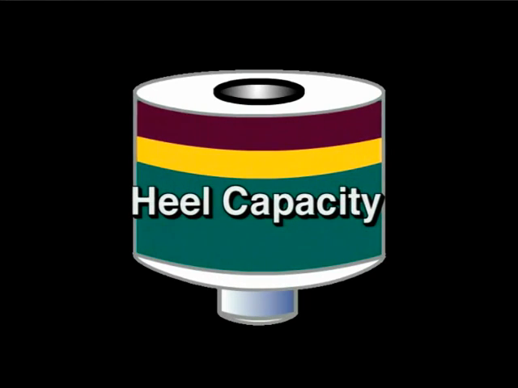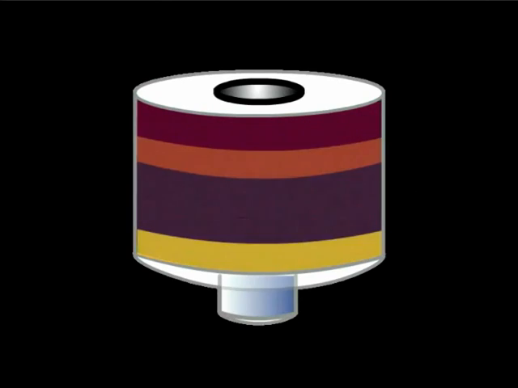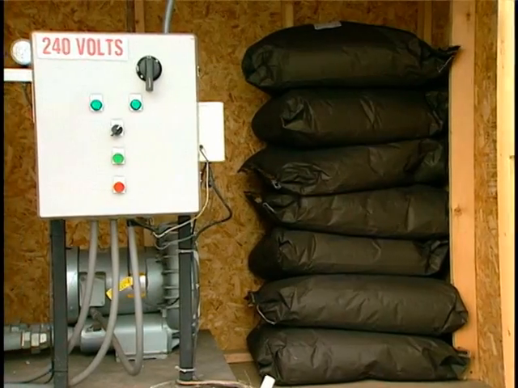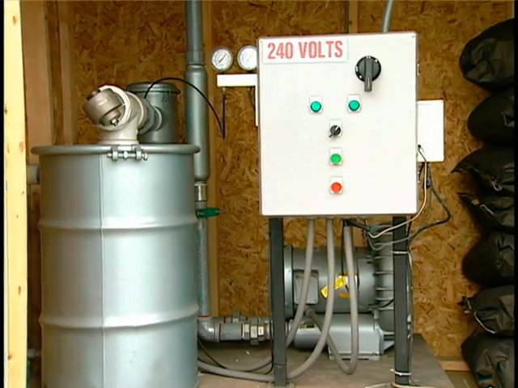Heel capacity is the amount of organic material remaining in the carbon bed after it has been regenerated. Working capacity is the difference between breakthrough capacity and heel capacity and represents the amount of organic material that can be adsorbed in each operating cycle. A typical working capacity is 10 to 20 pounds of contaminant per 100 pounds of carbon.